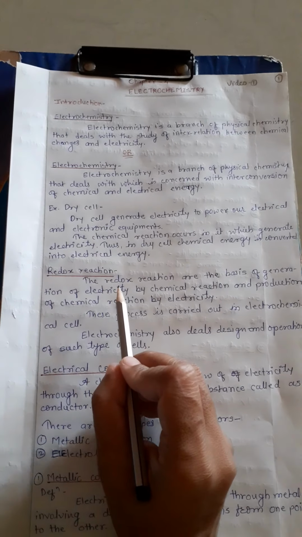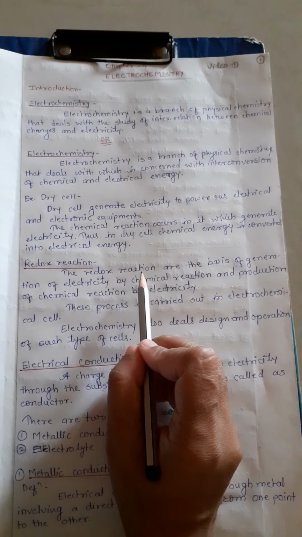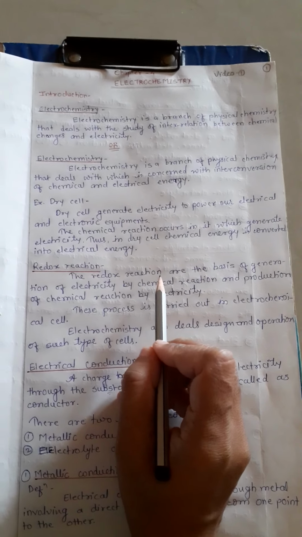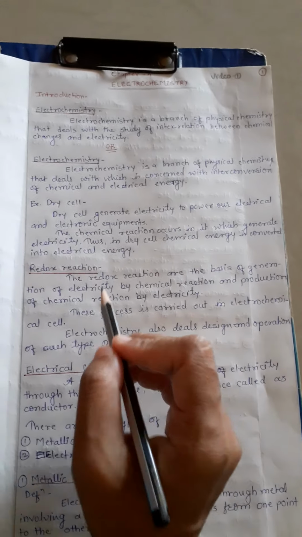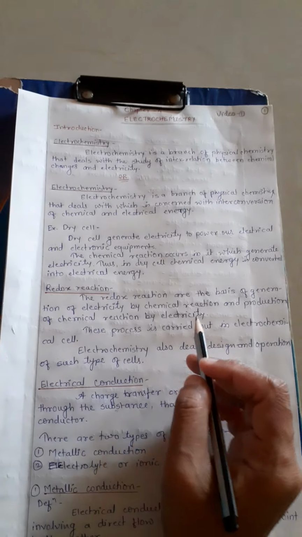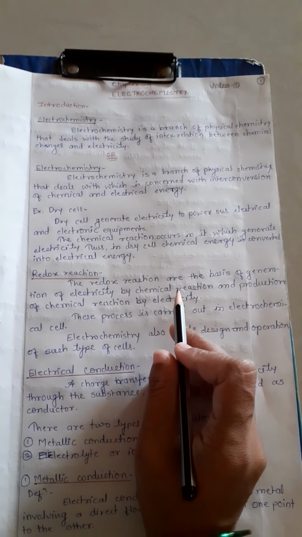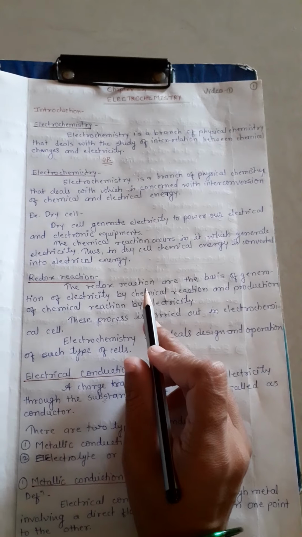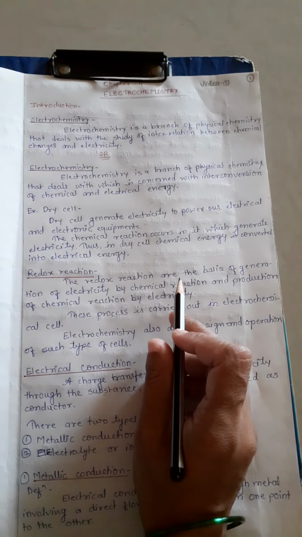Next one is the redox reaction. In standard 11 you have also studied redox reaction. Here we will revise this. What is a redox reaction? The redox reaction is where reduction and oxidation take place simultaneously. There is a half reduction reaction and a half oxidation reaction. In reduction reaction there is a gain of electron and in oxidation reaction there is a loss of electron.